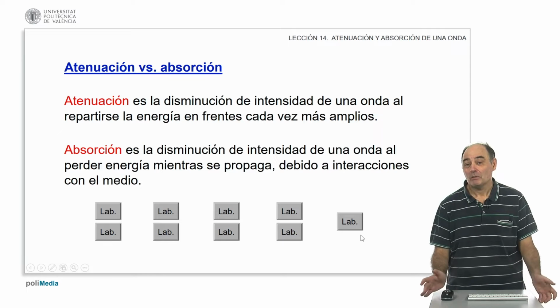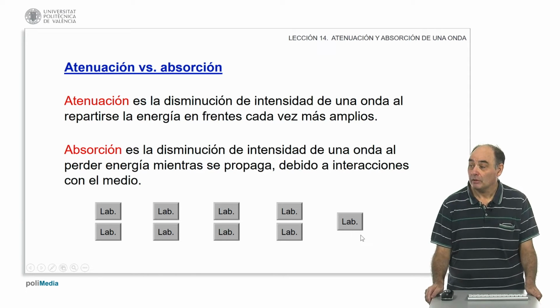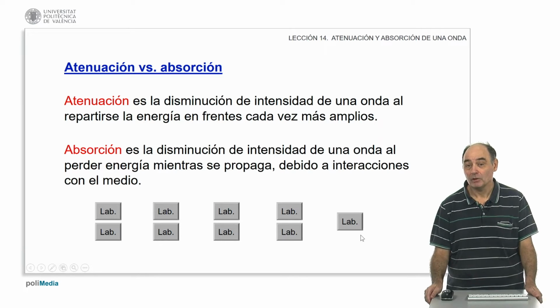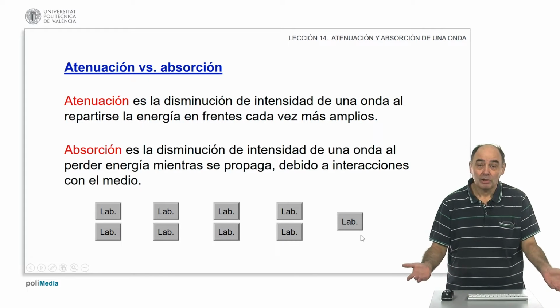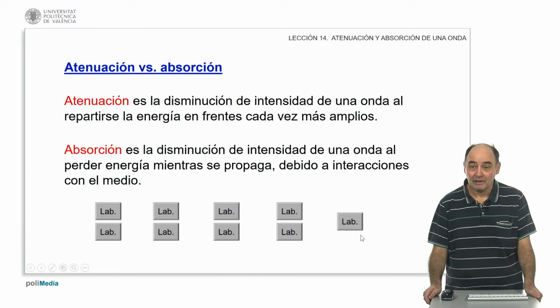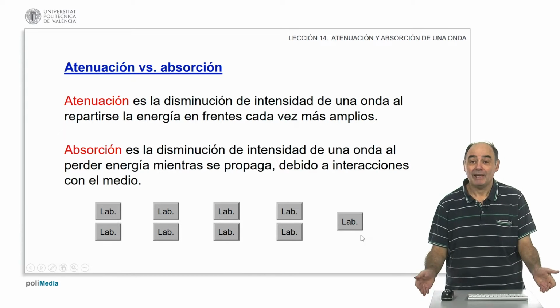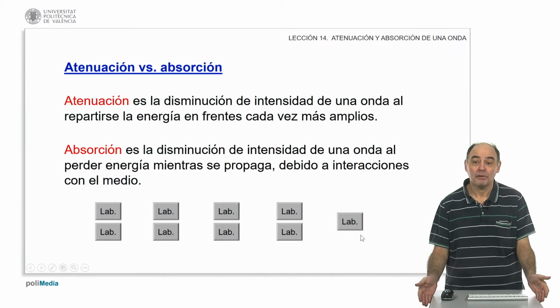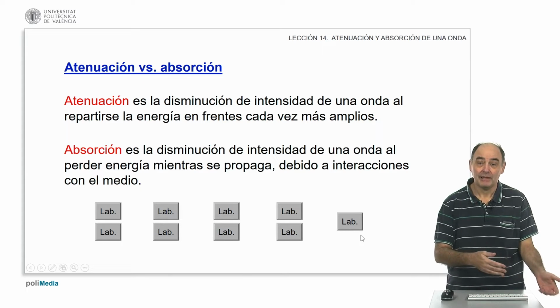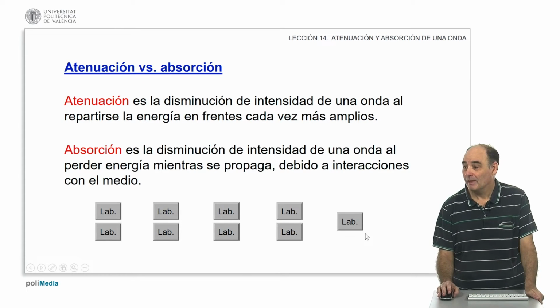The second cause we are going to discuss in this lesson is absorption, the decrease in intensity of a wave as it loses energy while propagating. This is due to interactions with the medium, such as friction in waves, heat losses, absorption and emission of light by molecules, and so on. The energy that the wave has decreases from one front to the next. For example, if we started with 50, then the next one can have 40, the next one 28, and so on and so forth. So there is a loss of energy. We are going to visualize this with several virtual laboratories.